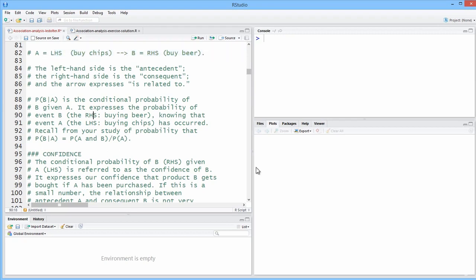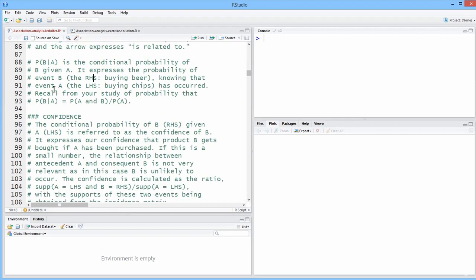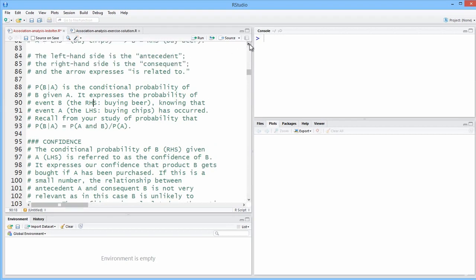In the study of probability, what that works out to mathematically is equal to the probability that they buy A and B divided by the probability that they buy A. That's what you're talking about. You want to know the conditional probability they buy B given that they buy A. Well, that's what it is. So this is the confidence. This is the measure of confidence.